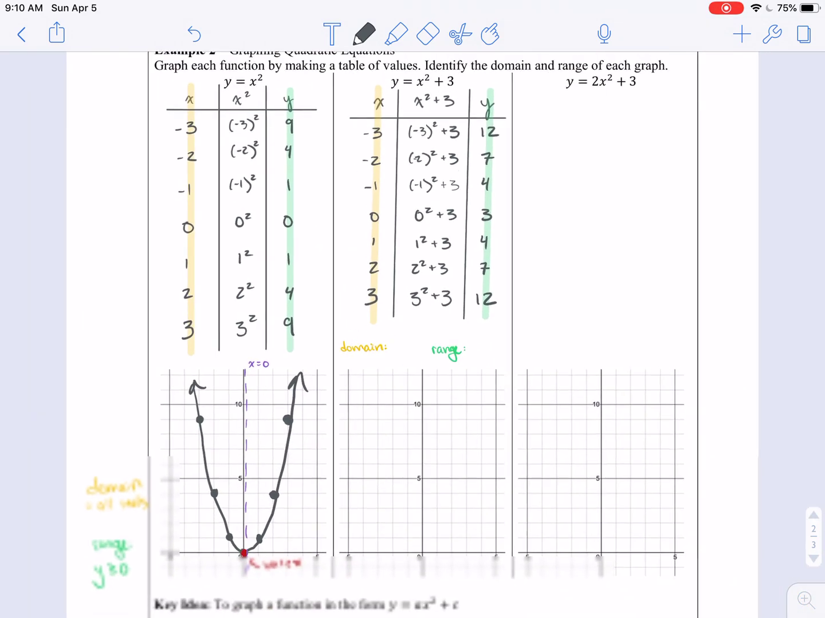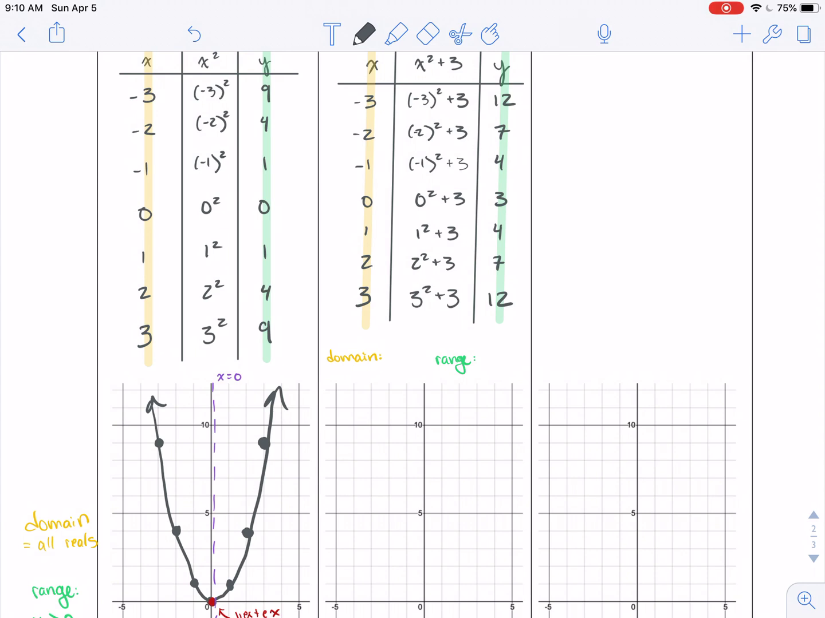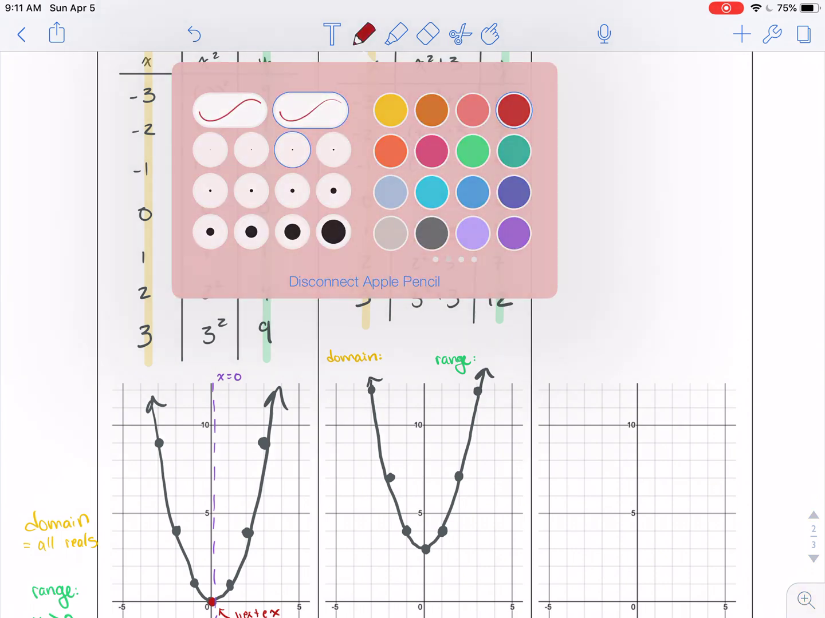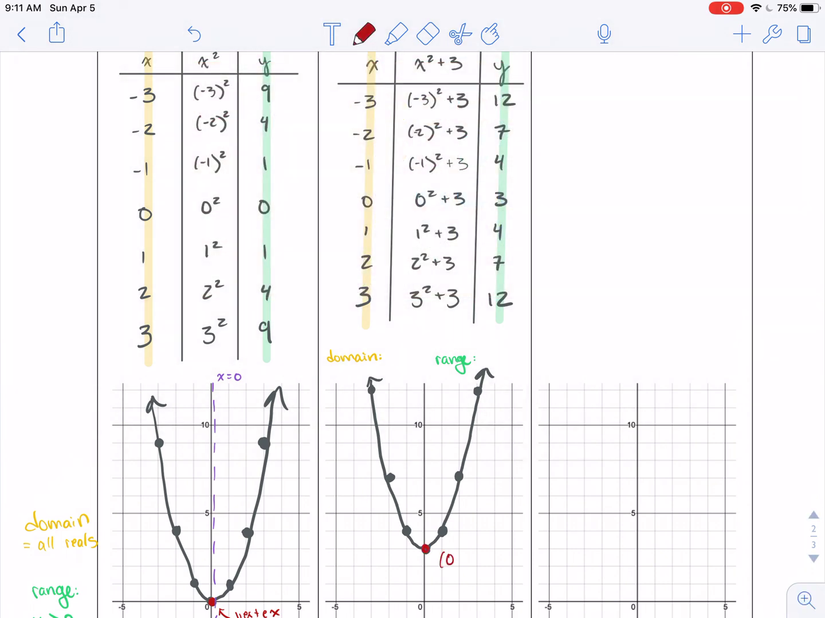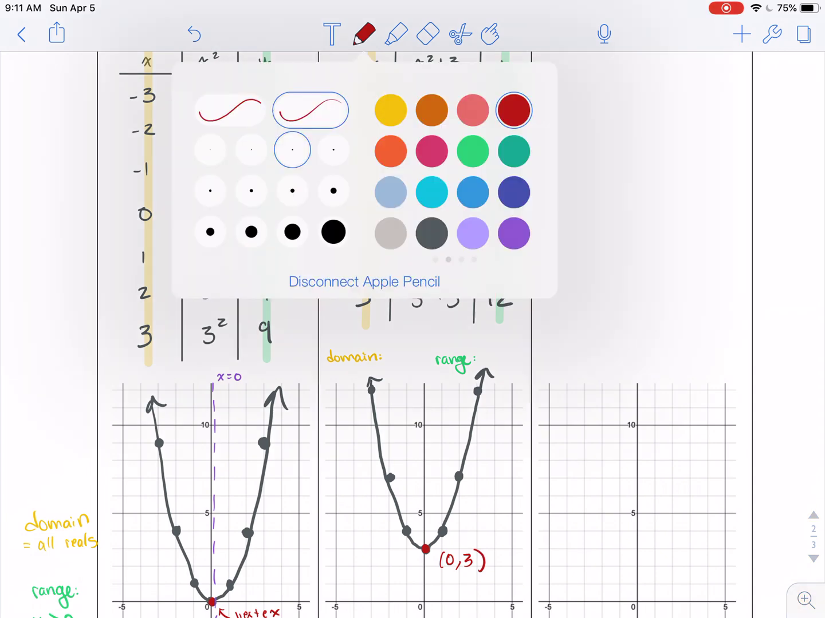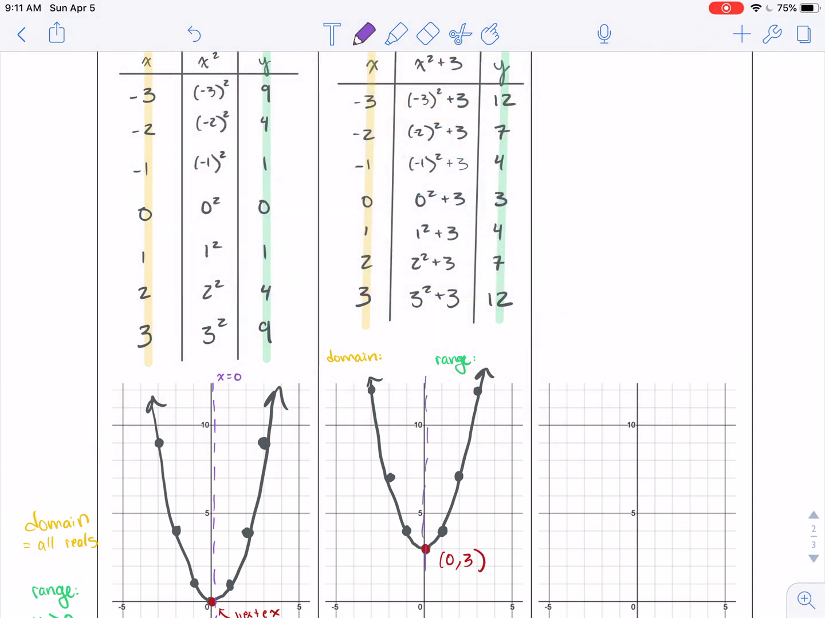So let's go ahead and plot those points on our graph. So we have -3 up 12, -2 up 7, -1 up 4, 0, 3, 1, 4, 2, 7, 3, 12. And we connect our points. Our vertex is here at 0, 3. And our axis of symmetry is still at x equals 0.